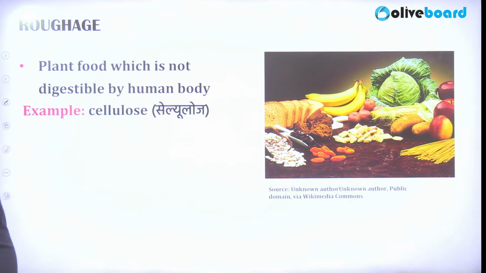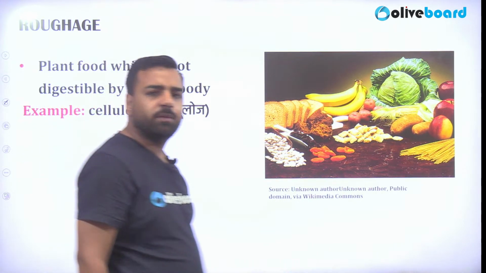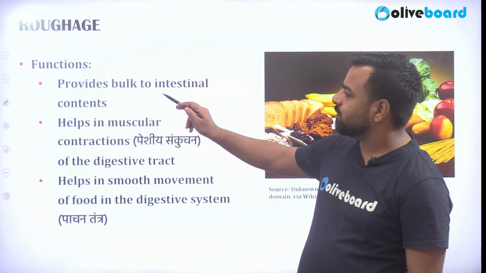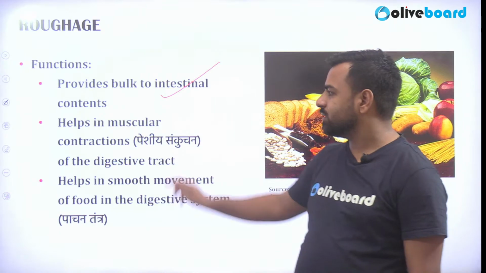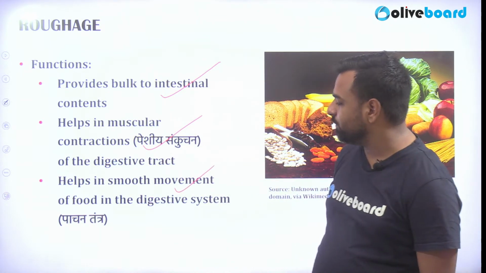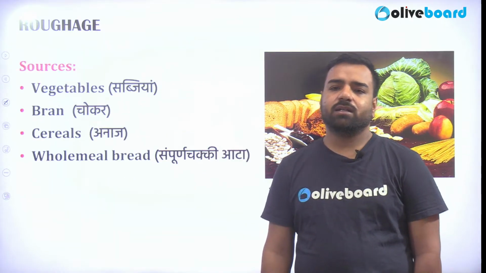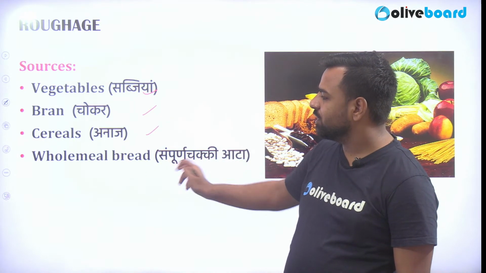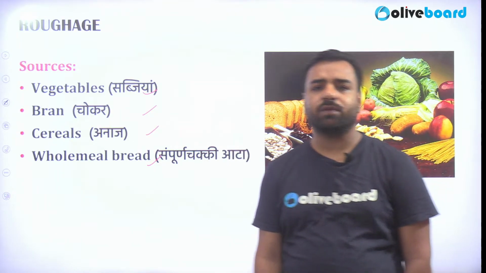Then roughage. That's the plant food which is not digestible by the human body, and cellulose is the example, but it has an important function. It provides bulk to the intestinal contents. It helps in the muscular contractions of the digestive tract and also in the smooth movement of the food in the digestive system. Now, what are the sources? You can have vegetables, grains, cereals, or whole meal bread. They are the sources of roughage.